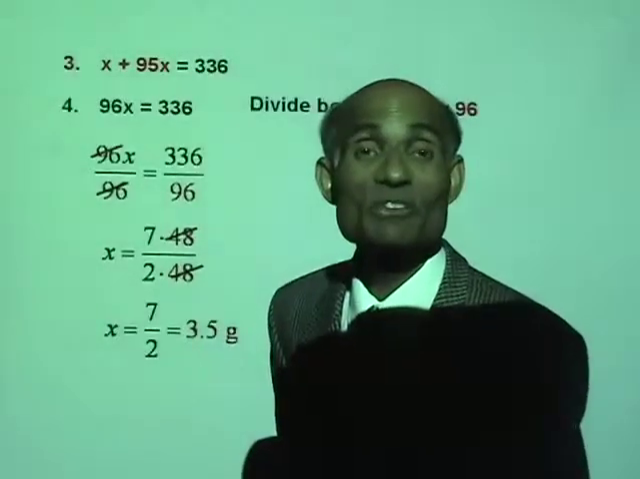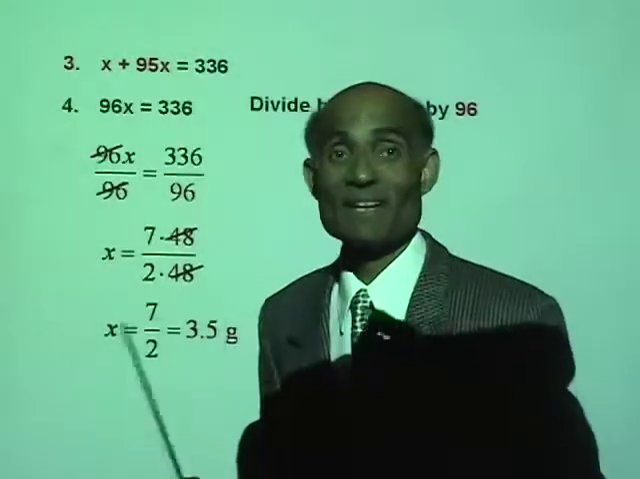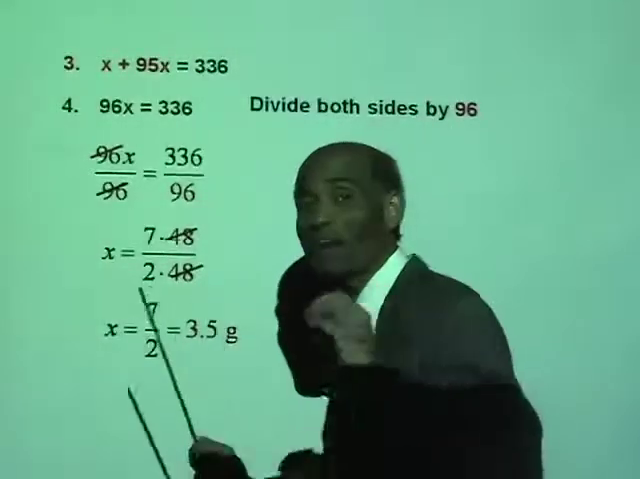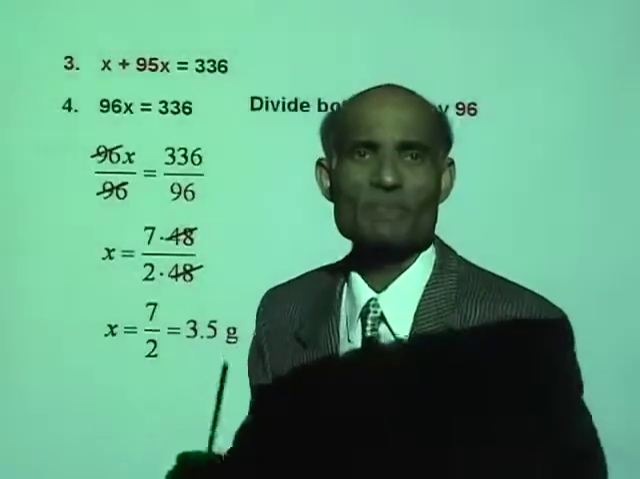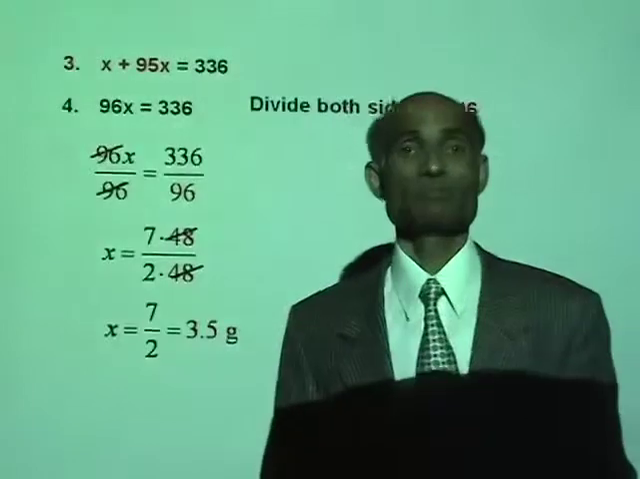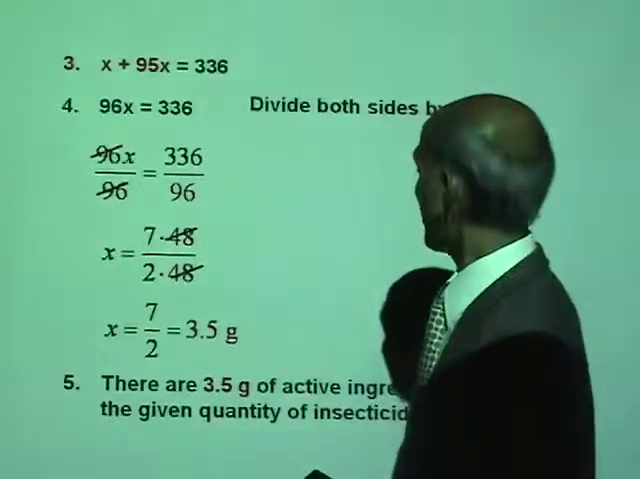So, if you take 336 gram of that insecticide, there will be 3.5 gram of the active ingredient, which is the poison. Okay? Another problem? Alright.